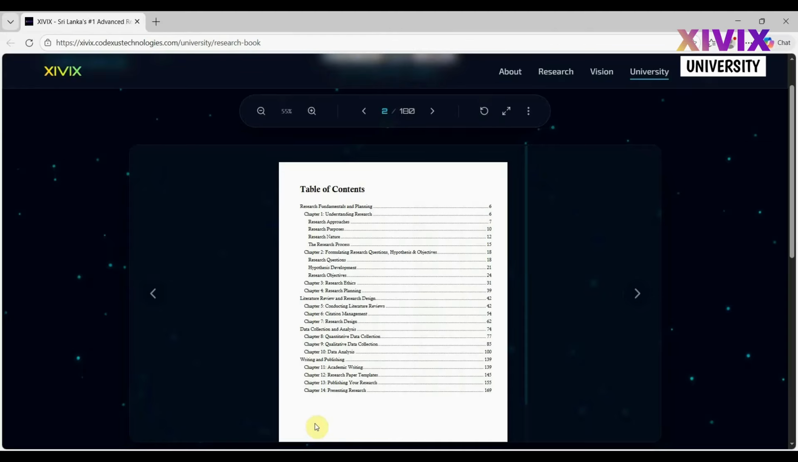As you can probably see in the table of contents, right after the research fundamentals and planning, I'm going to walk you through literature review and research design, and after that the data collection and analysis process, as well as the writing and publishing, which happens to be the 4th and final tutorial of this series.